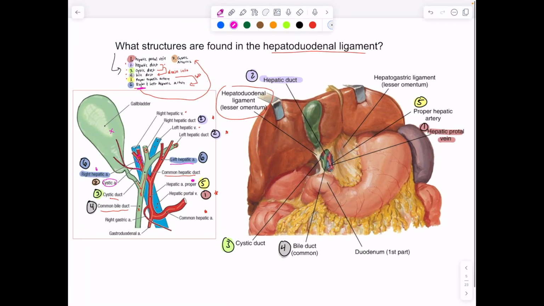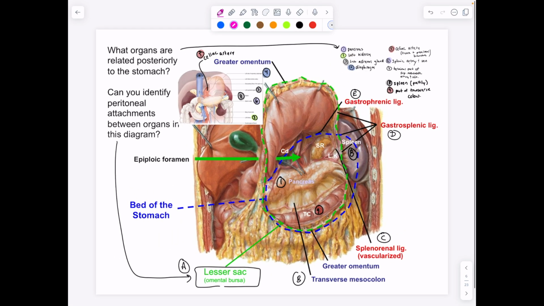Okay, so we've cut out a portion of the hepatoduodenal ligament to show that we indeed have these things inside of it: our hepatic portal vein, and then our hepatic duct right here, called the common hepatic duct, and then our cystic duct coming from the gallbladder. Those together are draining to our common bile duct, and then we can see that we have the duodenum right there.